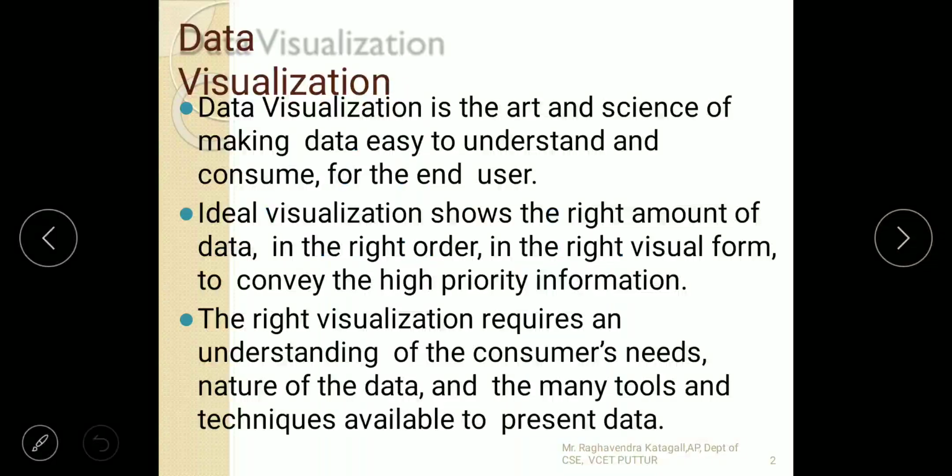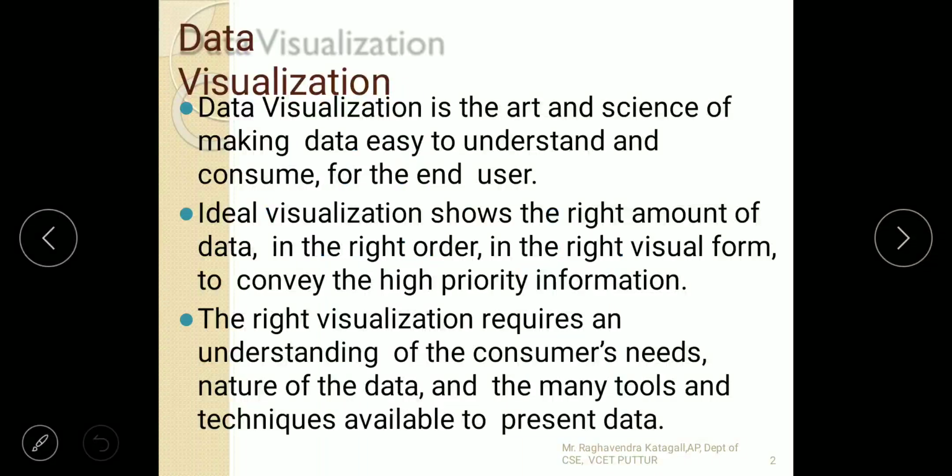So what is data visualization? As you can see, data visualization is again the art and science of making data easy to understand and consume for the end user. As the word visualization mentions, you are visualizing data in different contexts. Based on the end user requirement, you are weaving data in different contexts. That is called data visualization. That word is important: easy to understand and consume for the end user.